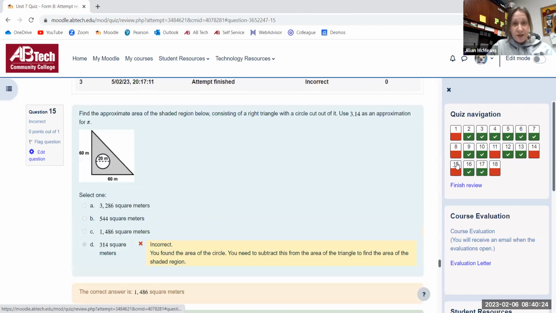Next up is 15. Okay, so find the approximate area of the shaded region below consisting of a right triangle with a circle cut out. Use 3.14. I feel like I'm getting the hiccups, so if that happens, sorry.